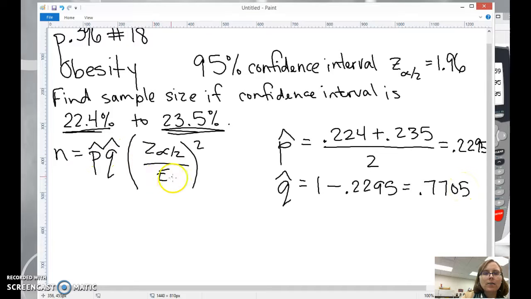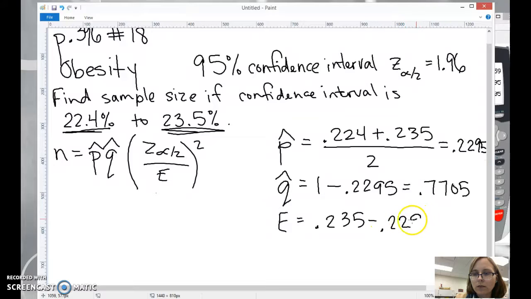Now the only thing I need to figure out from the rest of this formula is the error. The error is the absolute difference between the sample proportion and the endpoint, which means I'm going to take either one of my endpoints. I'll go with the higher one, 0.235, minus my sample proportion, 0.2295. And that's going to give me 0.0055.